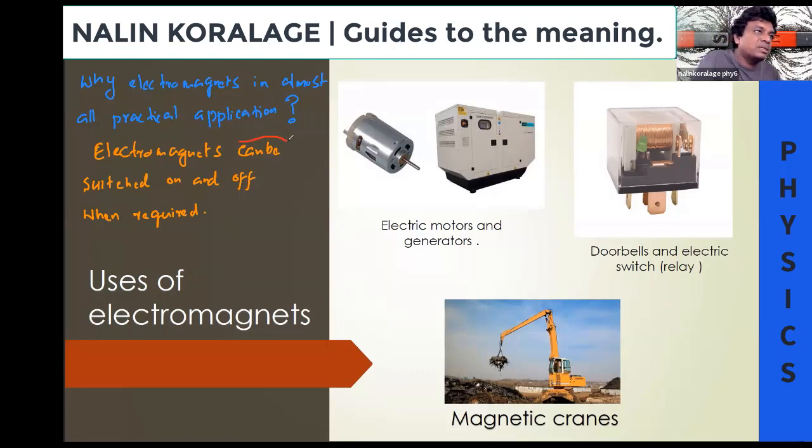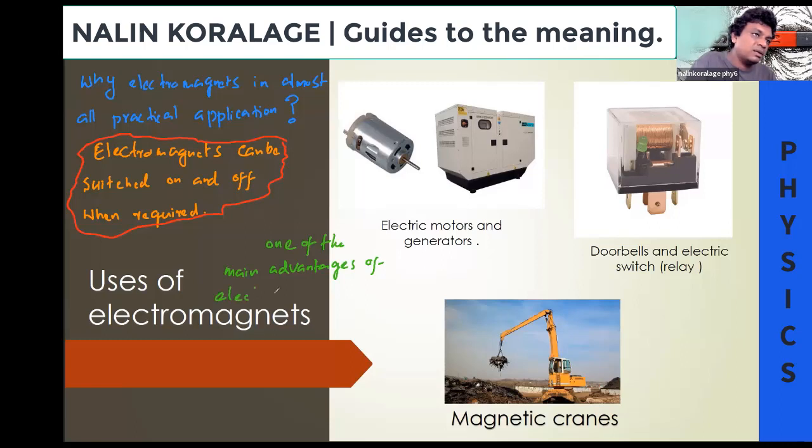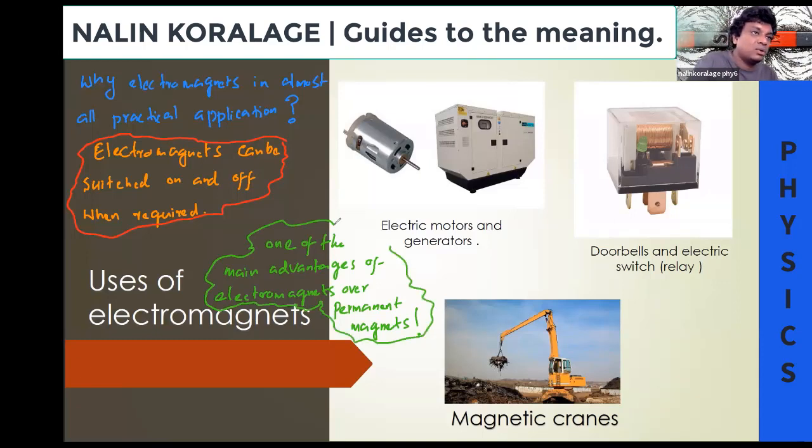So something you have to remember, one of the main advantages of the electromagnets over permanent magnets. Let me write that thing as well, right? Because they might test this fact in your paper. Okay, so one of the main advantages of electromagnets over permanent magnets. Whoa, that's a very important fact. That's going to be one of the very main advantages of the electromagnets over permanent magnets.